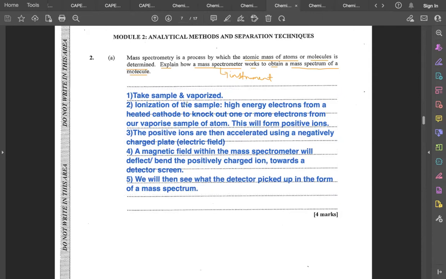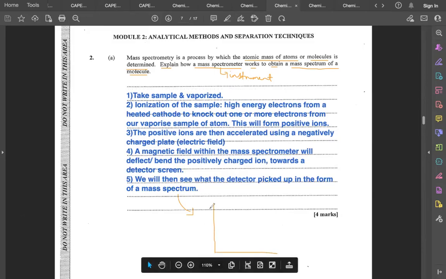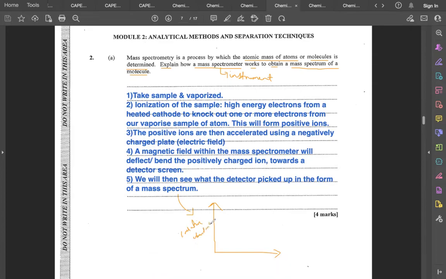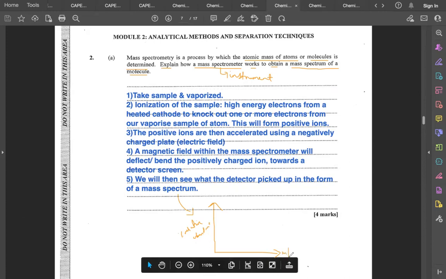The mass spectrum that the detector picks up and gives us so we can see is going to look something like this. This is our Y-axis, this is our X-axis, and on the Y-axis we'll see percentage relative abundance. And on our X-axis is going to be our m/z, or mass to charge ratio. That's just going to tell us the mass of the ion compared to the charge on it.